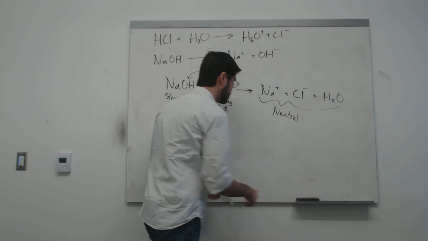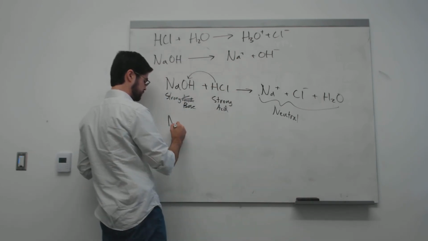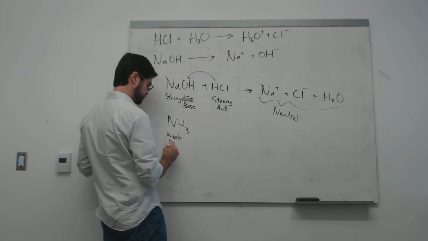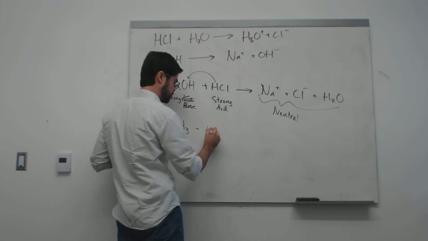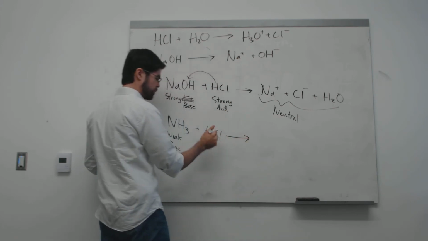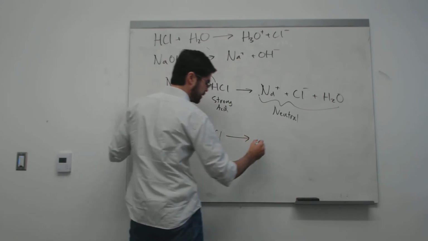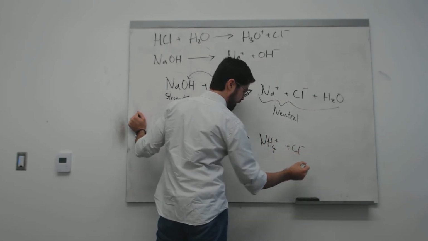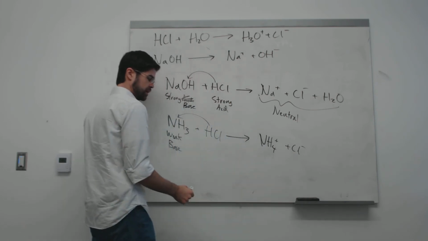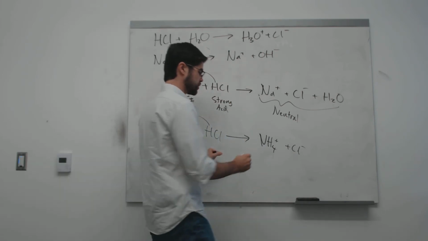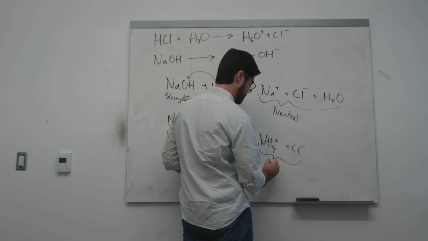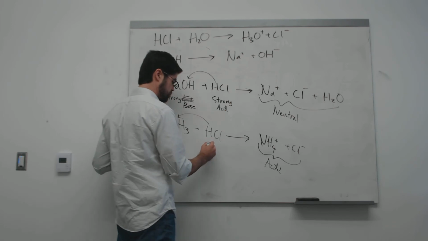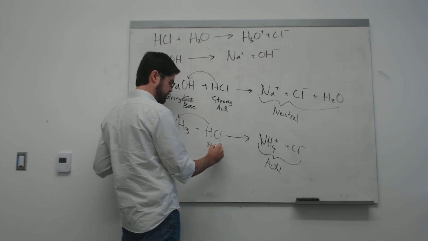If I were to do a weak base and a strong acid, I'm going to donate a proton onto ammonia. That will become NH4 plus and chloride minus in solution. And this solution will be acidic. So I have a weak base and a strong acid.